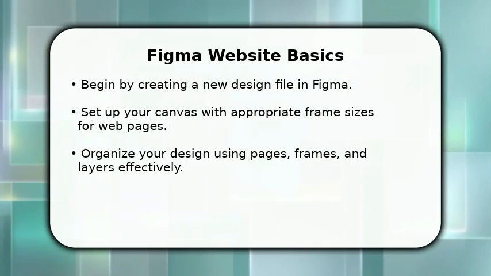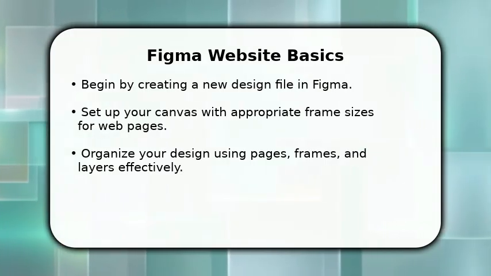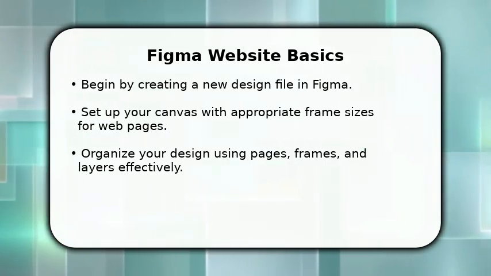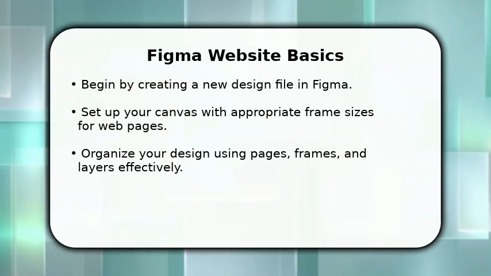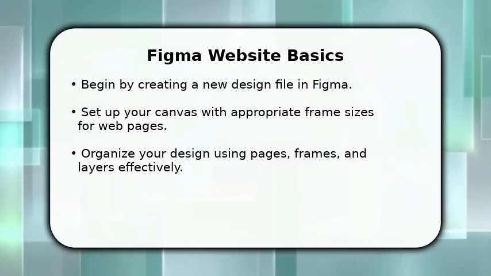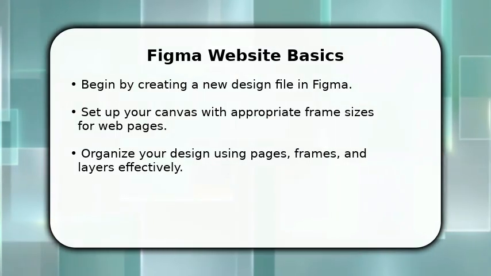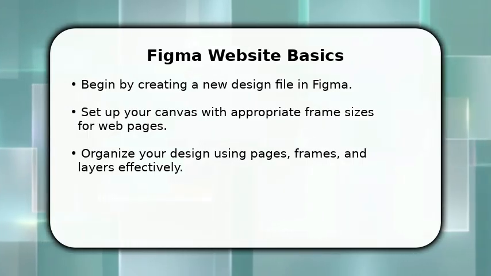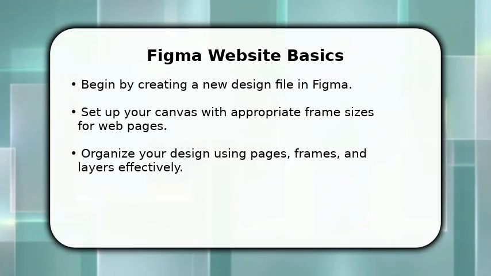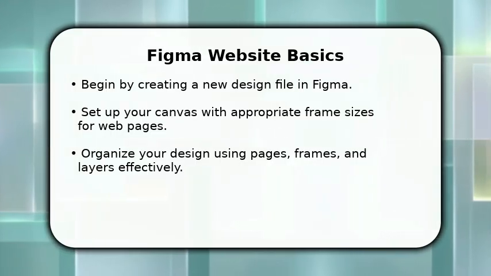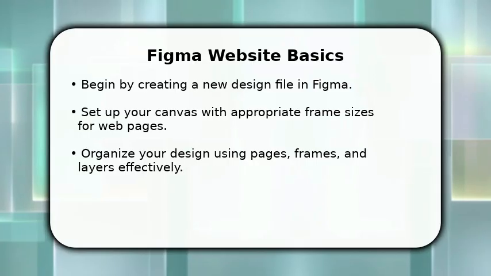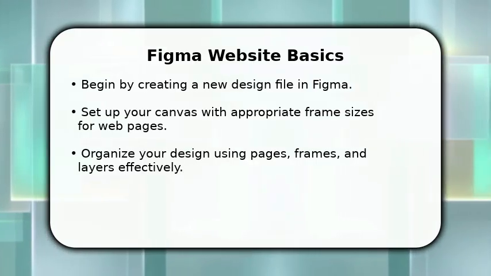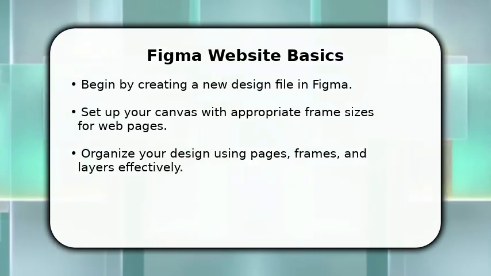In this video, I will explain how to make a Figma website. First, open Figma and start a new design file. You'll want to set up your canvas with standard web dimensions, perhaps 1440 pixels wide for a desktop view. Organize your work using pages for different sections and frames for individual screens. This structured approach will make your design process much smoother and more efficient from the very beginning.